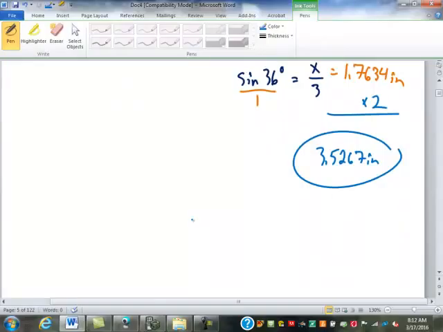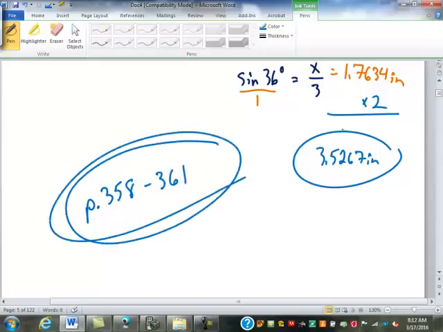Keep it in the calculator as much as you possibly can. Any of these trig calculations, if at all possible, avoid writing it down and punching it back in. For some of your calculators, you can do that. I believe this should be in the packet I gave you guys yesterday, page 358 through 361.